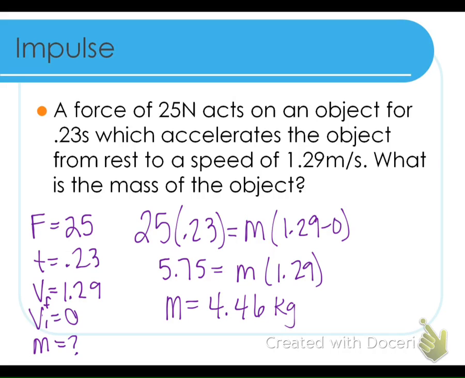So if you were stuck, what happened in this problem is that we took force times delta t equals mass times delta v. That's all we did. Plugged in those things and solved for mass. Our final velocity was 1.29 because it said it accelerated from rest.